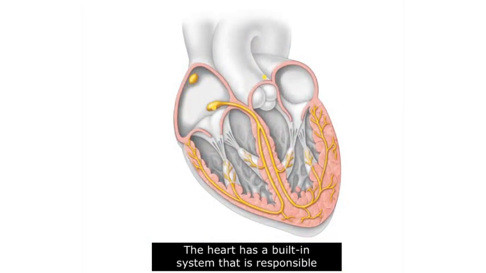The heart has a built-in system that's responsible for generating impulses that are sequentially transmitted through the heart. This system, made up of cardiac pacemaker cells, is called the intrinsic conduction system, colored yellow in the drawing.